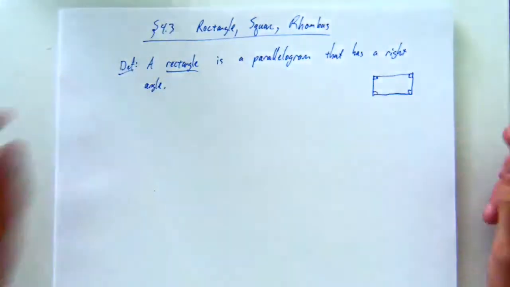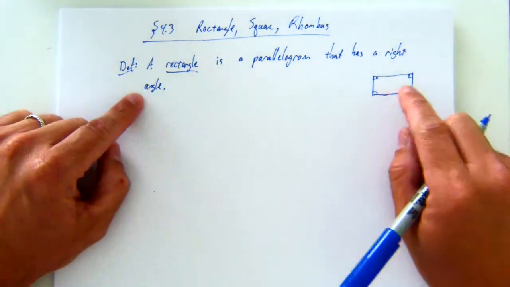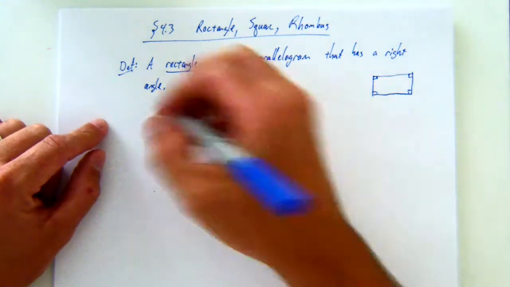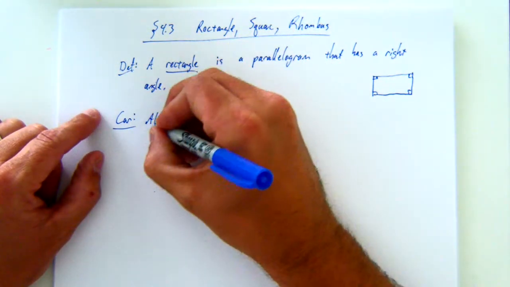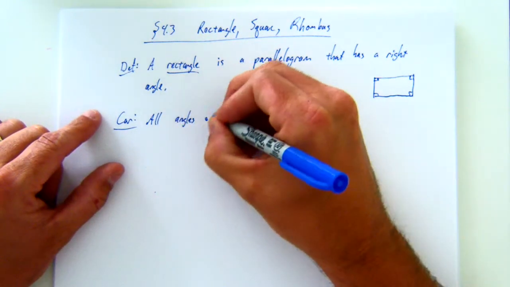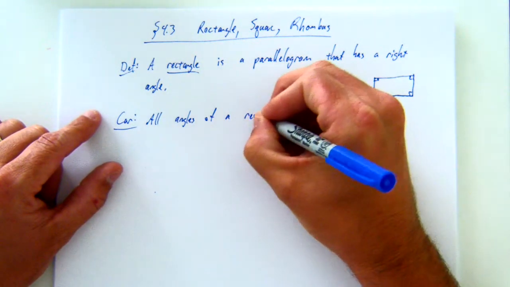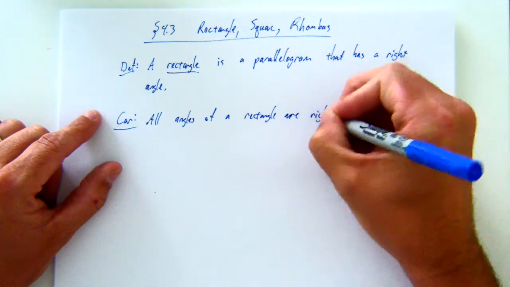Well, it turns out that because of this definition, this actually implies that this will also occur. So a corollary that comes from this definition is what we normally think of. All angles of a rectangle are right angles.